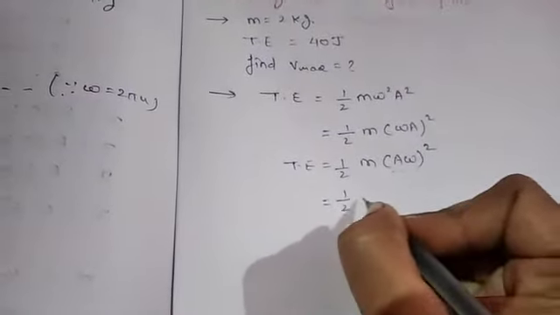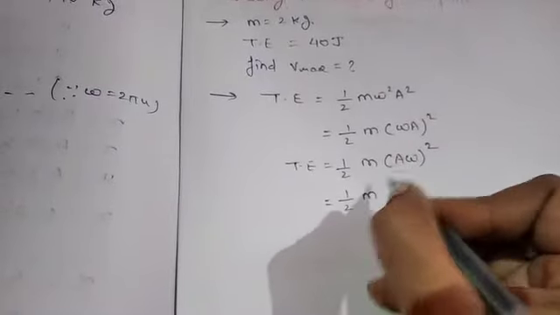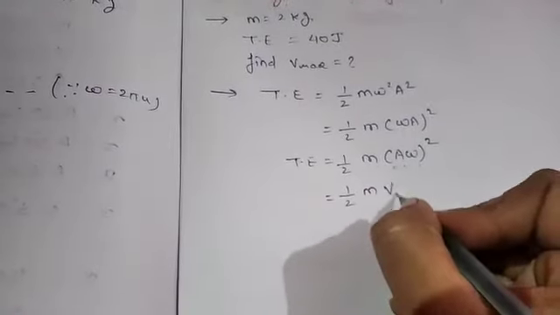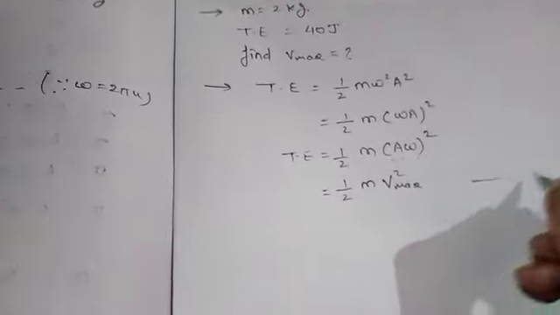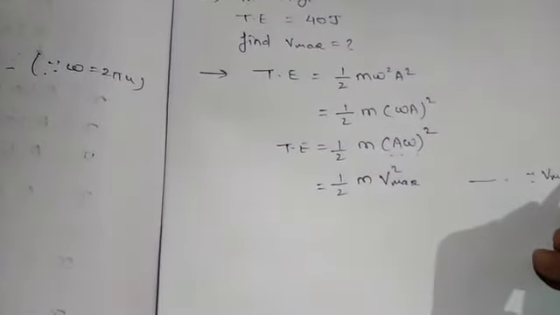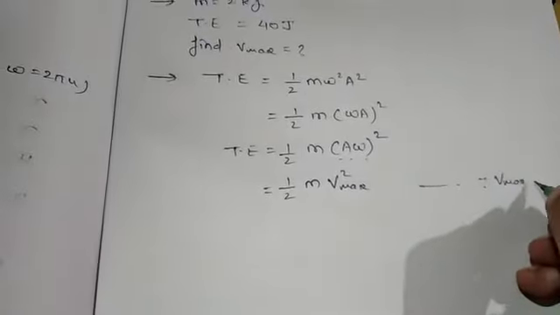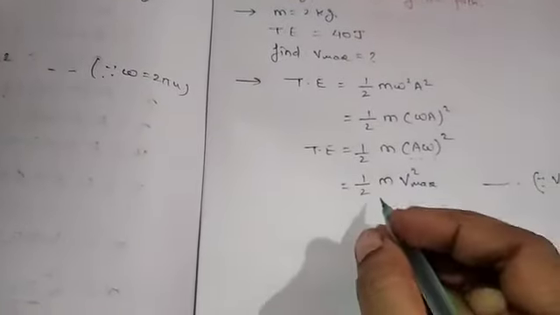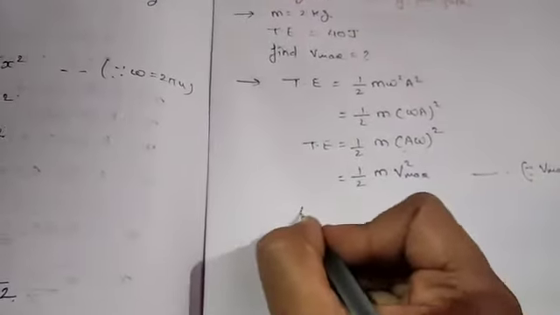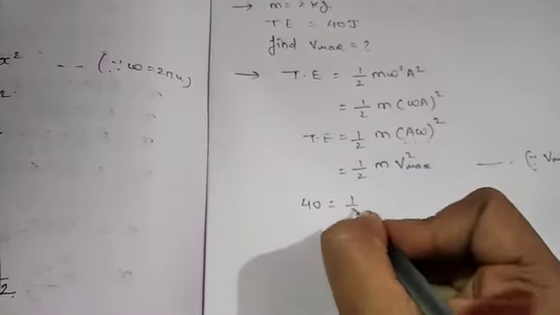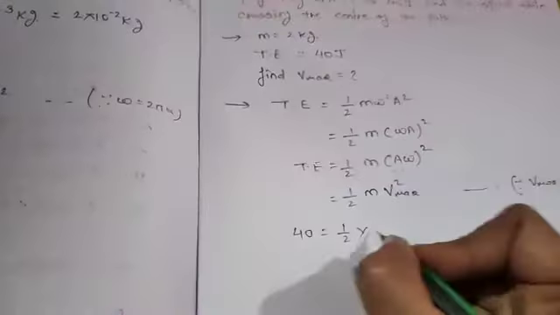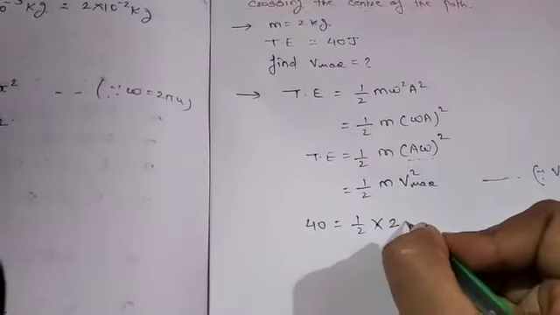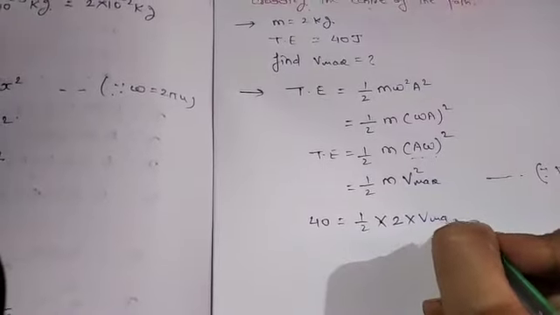So we can write m into Vmax square, where Vmax is equal to a omega. We have this formula; in the derivation we have seen this. Then put the value of total energy, 40, is equal to 1 by 2 into m, which is 2 kg, so 2 into Vmax square.